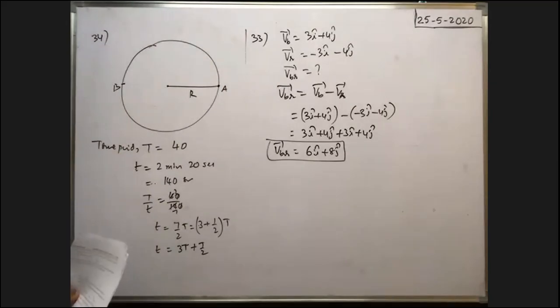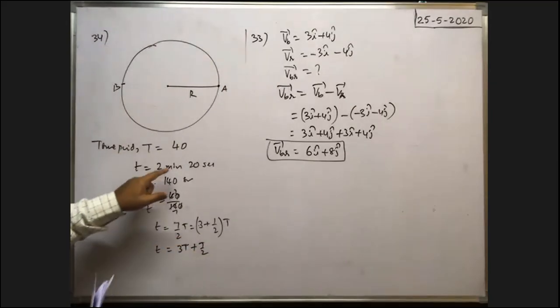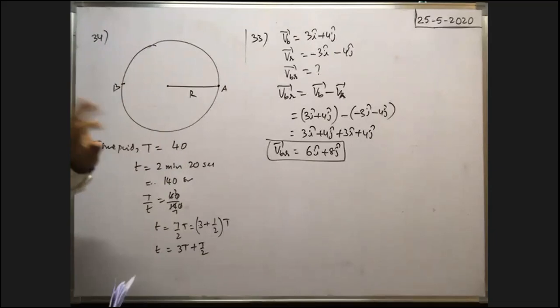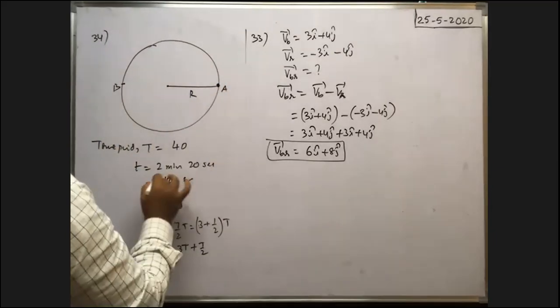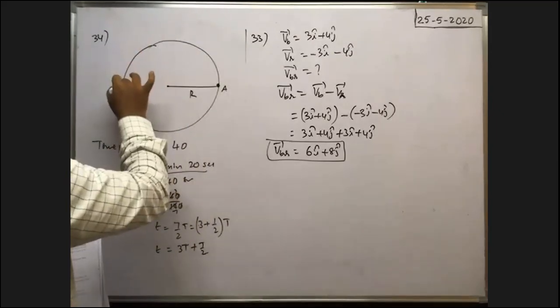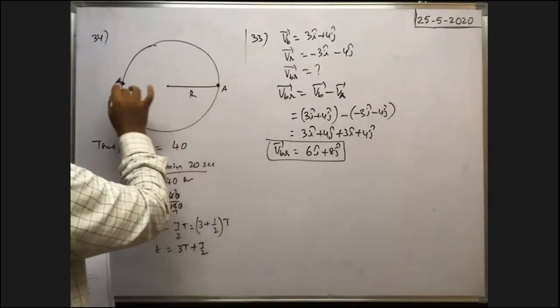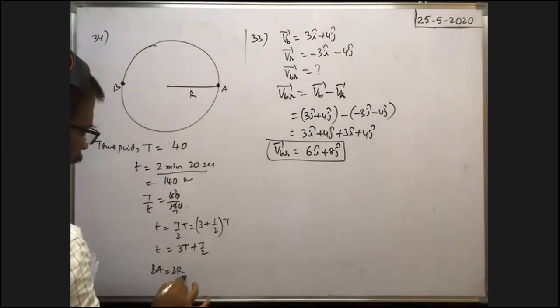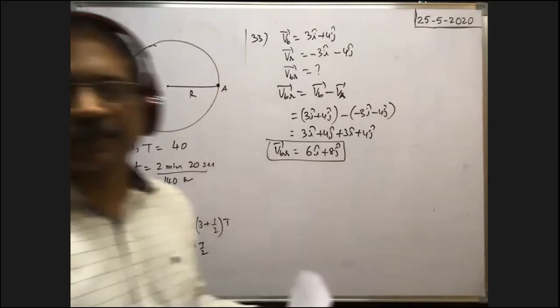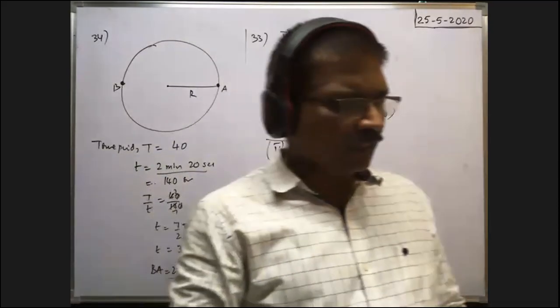After completion of this entire time, after 2 minutes 20 seconds, he lies at B. Then what is the displacement? Initially the person is at this point. After this much time the person lies here. So the displacement of the person is this distance BA, which is the diameter. So 2R is the answer. It is just logic.